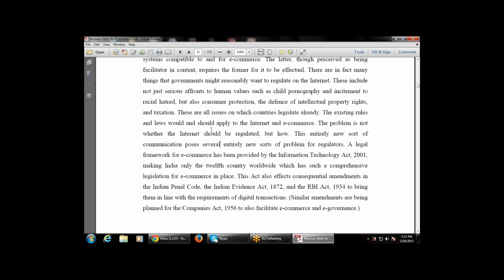This act also effects consequential amendments in the Indian Penal Code, the Indian Evidence Act 1872 and the RBI Act of 1934, to bring them in line with the requirements of digital transactions. Similar amendments are being planned for the Companies Act 1956 to also facilitate e-commerce and e-governance. So these are the various legal frameworks and legal criteria for e-commerce.